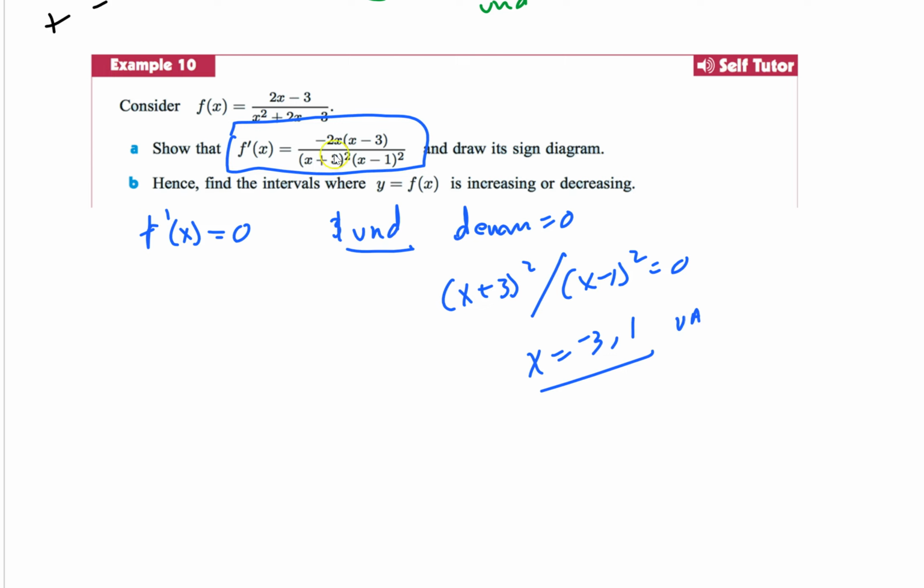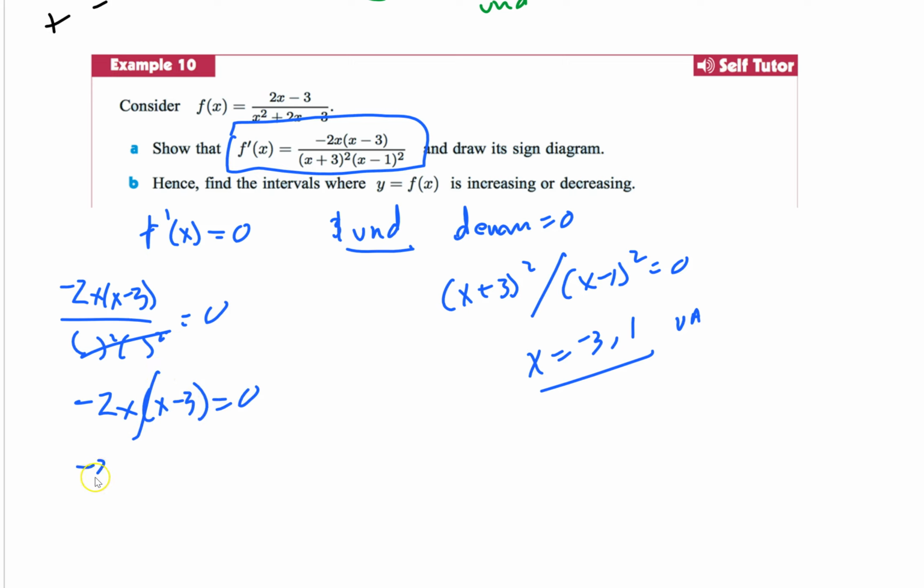Now to find out where f'(x) equals 0, you could set the whole thing equal to 0 and then cross multiply. But what happens when you cross multiply? These cancel out. All you have to do is solve the top, because 0 times anything is 0. We split it: negative 2x equals 0 and x minus 3 equals 0. Divide by negative 2, x equals 0, and x equals 3. So those are all my critical points. I set the derivative equal to 0, and I found out where it's undefined.